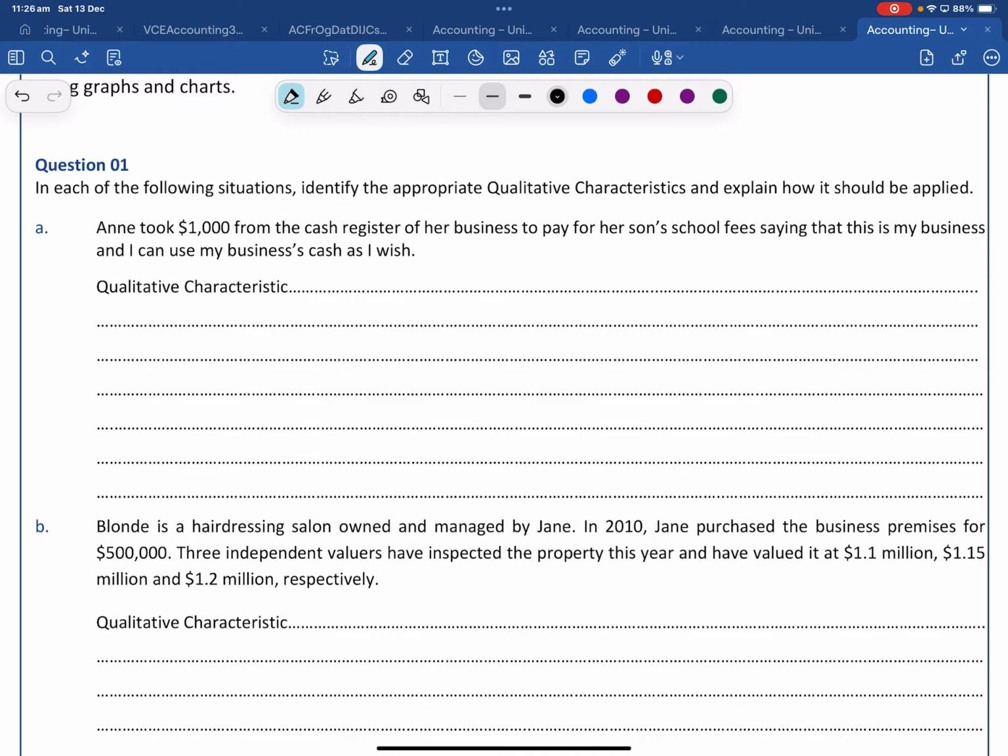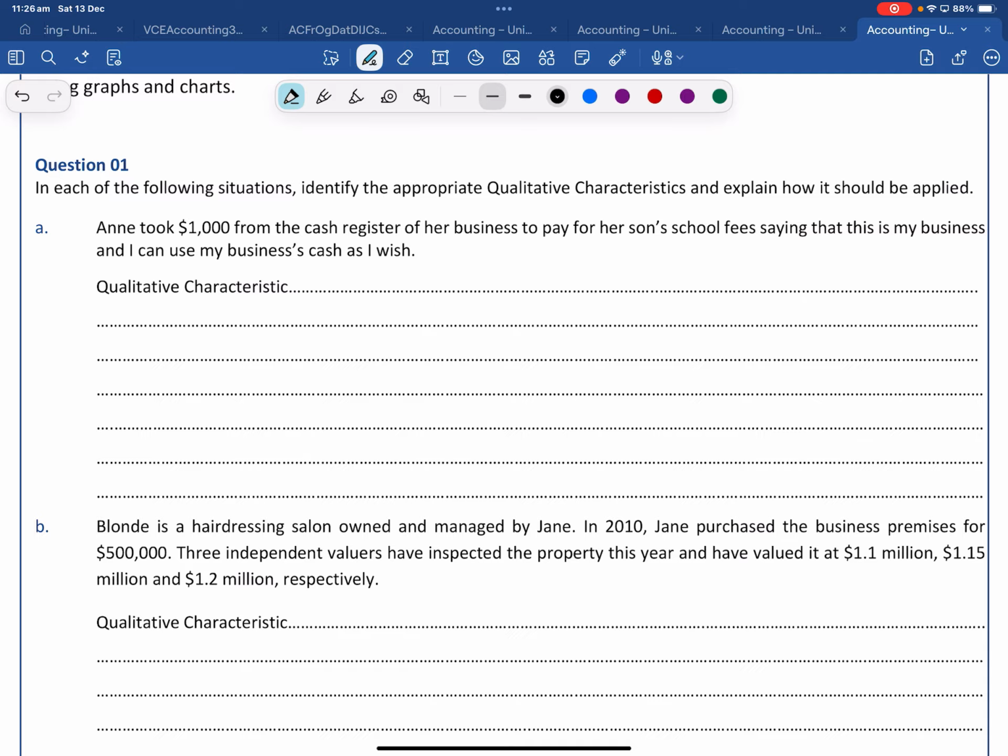Well, it breaches the accounting entity assumption, which inclines me to believe that it relates to relevance and materiality. Yeah, I'd say also relevance and materiality. What do you think, Sneha? Relevance. Why is it relevance? Because she's taken $1,000 and you can get that from business records. Business records, yes, very good.